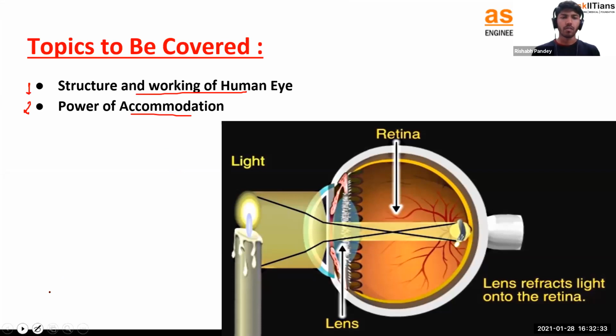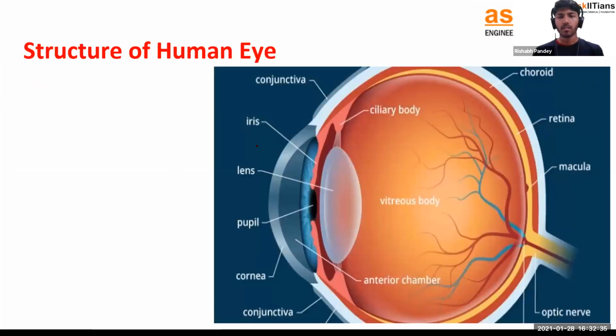Now, starting with the first, that is the structure of the human eye. Obviously, for a dead man, people took out the eyeballs and put a cross section of it. They basically cut it into two equal parts and started to study what the various parts of this human eye are and how it functions.